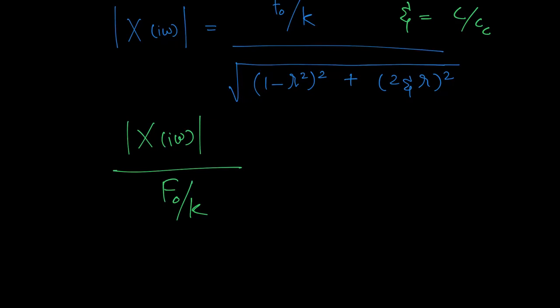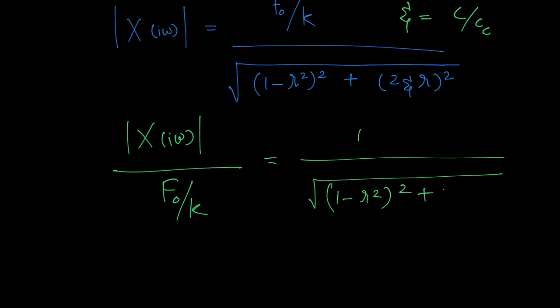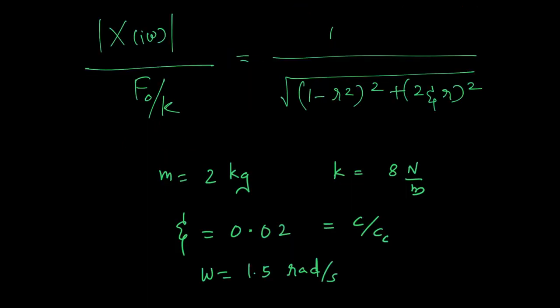So how much your response gets magnified, that is given by this particular term, 1 over root of (1 minus r square) whole square plus (2 zeta r) whole square. Okay, so this is the equation. Now the inputs are given here: mass, stiffness, and the value for zeta, which is the damping ratio. Everything is given. So let me compute the frequency ratio first, which is omega by omega n.